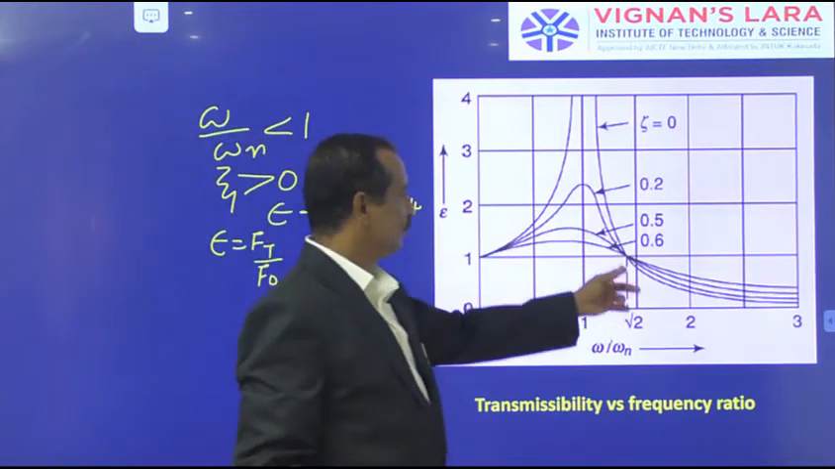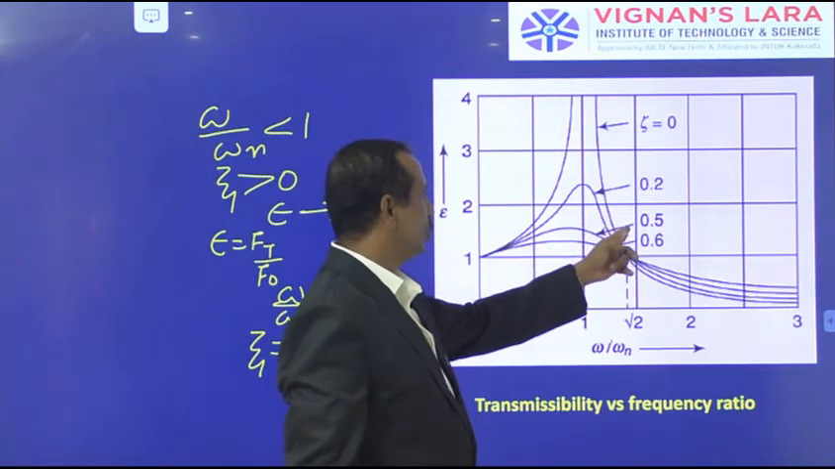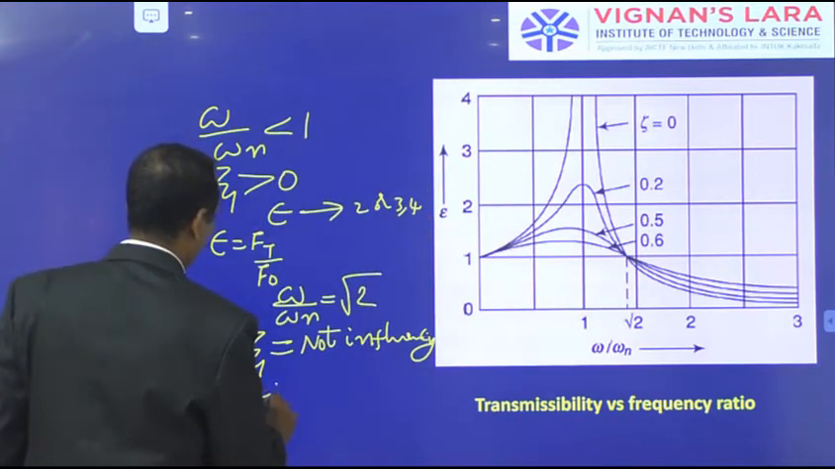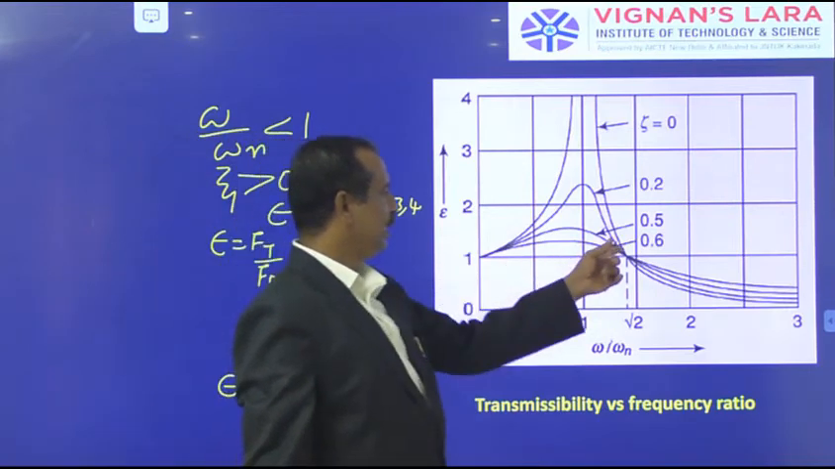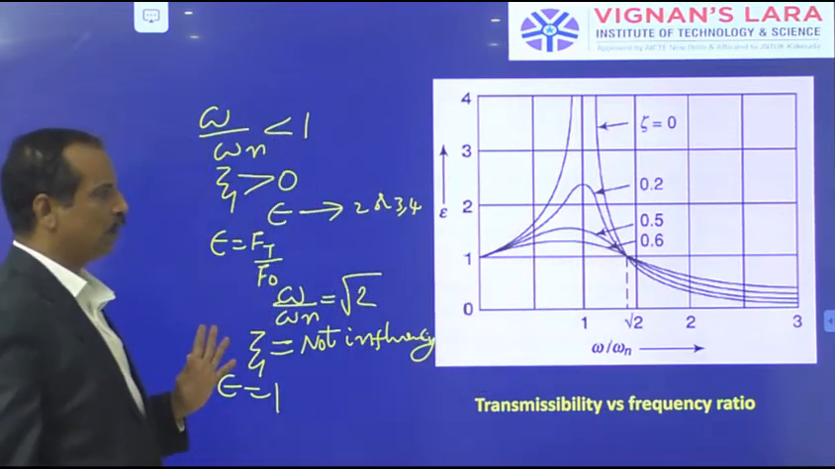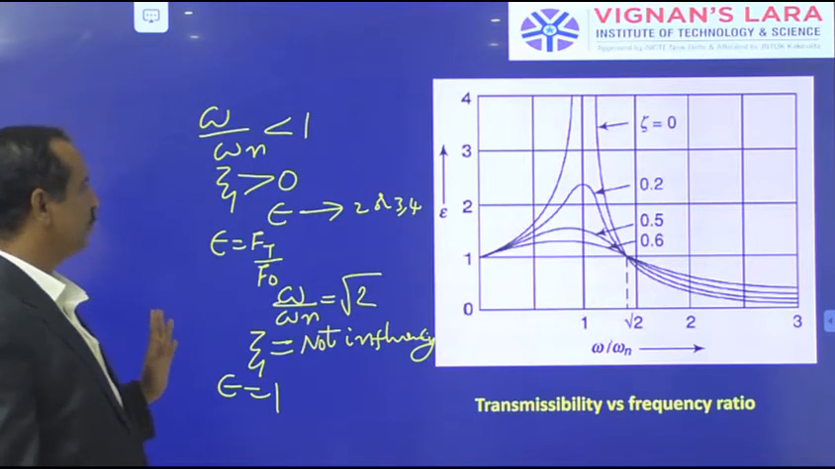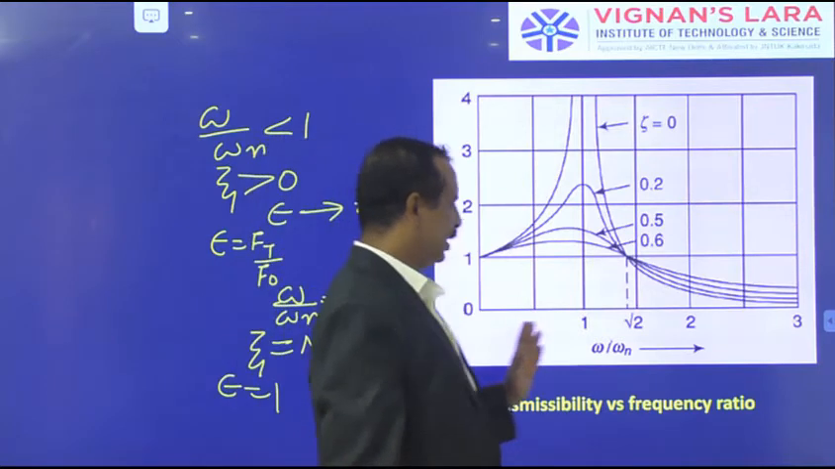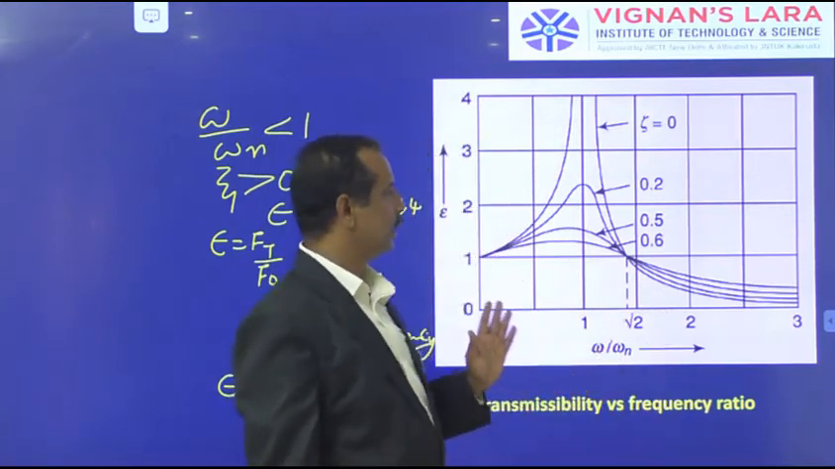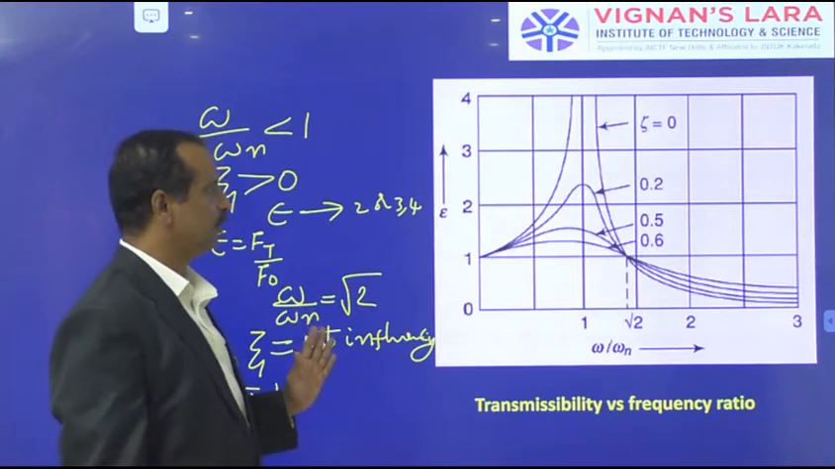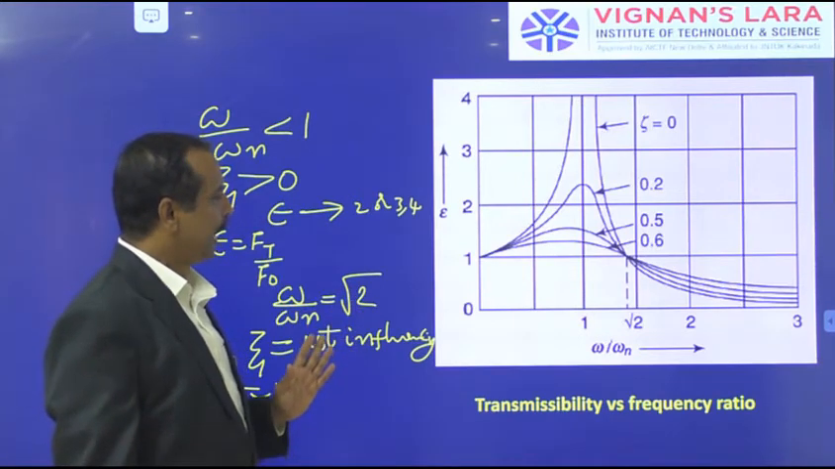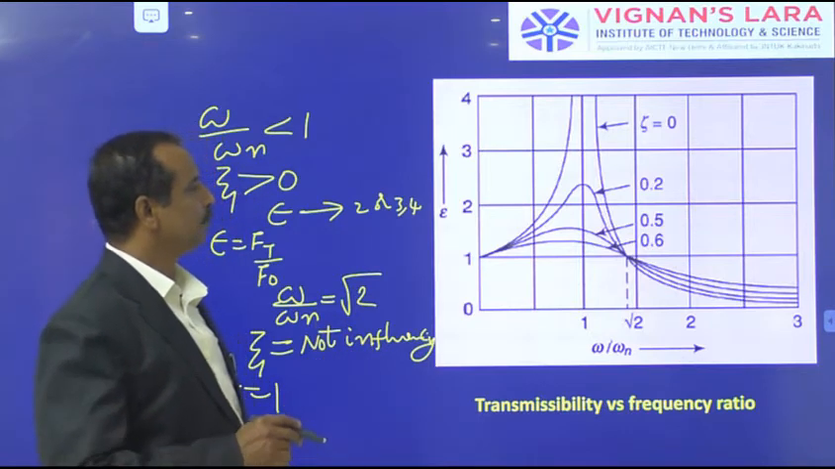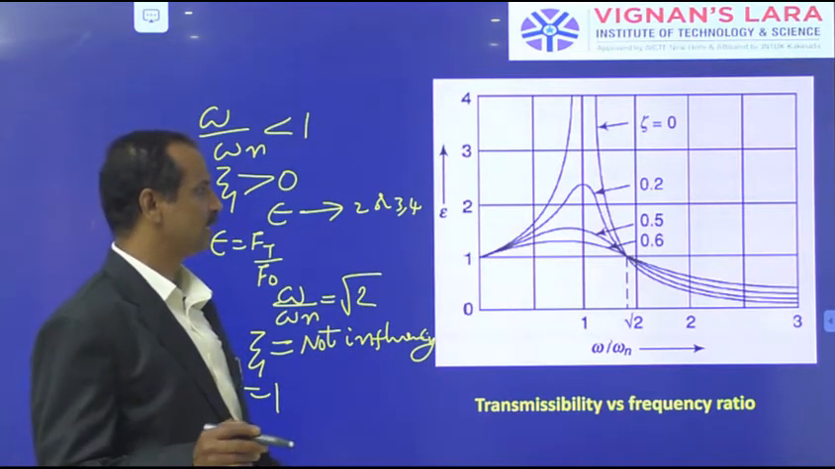No influence, irrespective of your zeta, 0, 0.2, 0.5, 0.6, whatever it may be, your epsilon is simply 1. That indicates Ft is equal to F naught. So the force transmitted to the foundation is equal to the force applied. So that is also not preferred. What is my objective? My objective is that the vibration of a particular machine should not damage the surrounding equipment, or it should not cause any severe effects in its surroundings.